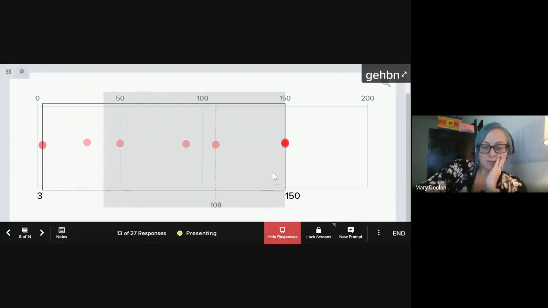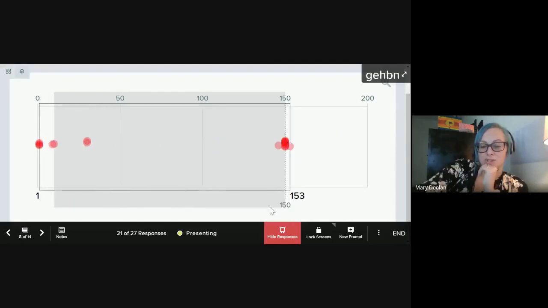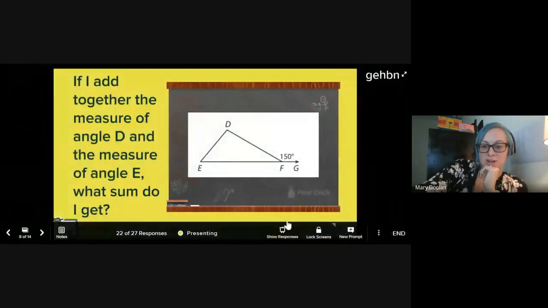But do you guys see where the reddest dot is? Because that is the correct answer. 150 degrees is correct. So you should change your answer to 150 because when you add these two angles together, D and E, they equal 150 degrees.